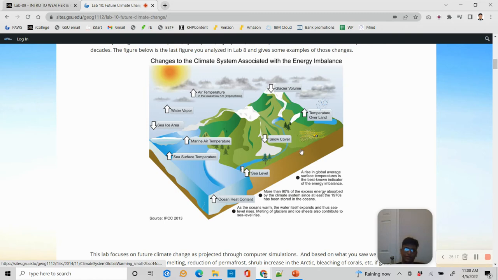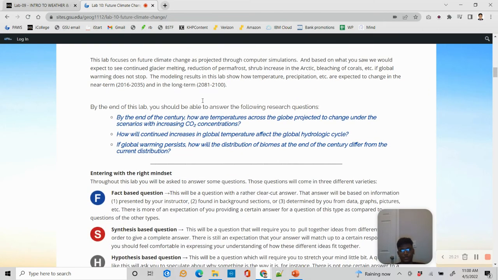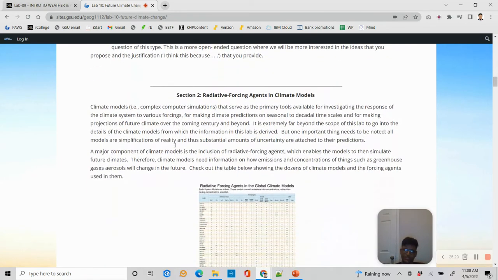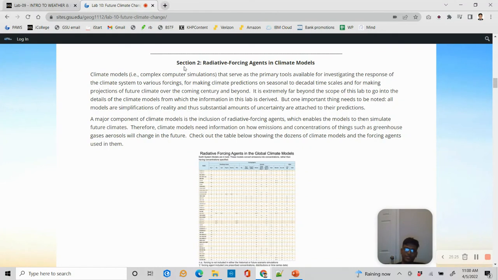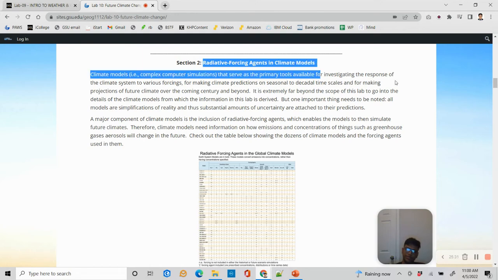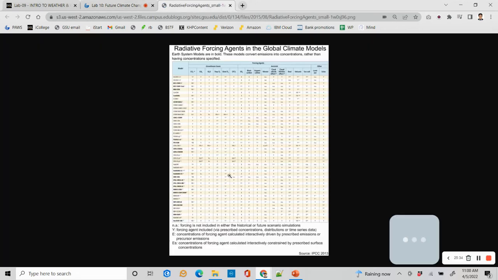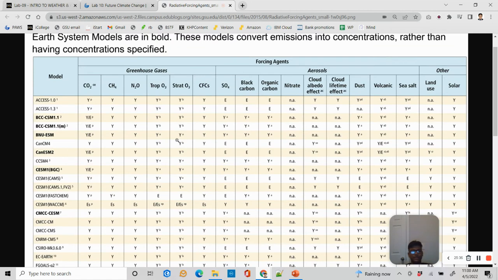You studied that energy balance in one of your labs. So this is the description as usual. From section 2, where we should start, section 2 is about radiative forcing agents in climate models. So these are the radiative forcing agents. Let me zoom in here. So these are the things.